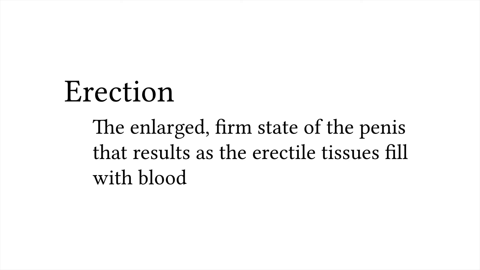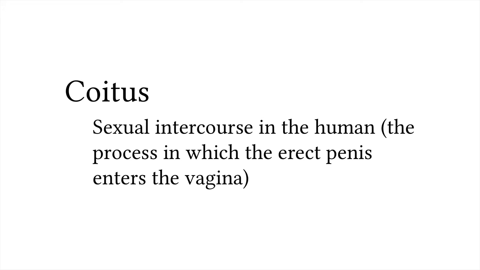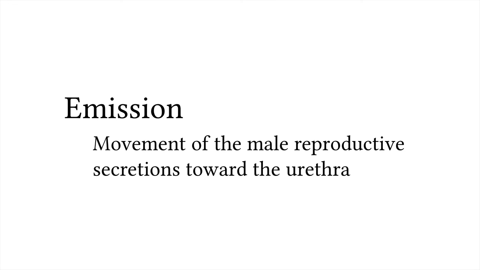Erection is necessary for coitus. Coitus is sexual intercourse in the human, the process in which the erect penis enters the vagina. Coitus allows the sperm to be transferred from the man's body to the woman's body. The next step in the male reproductive process is emission. Emission is the movement of the male reproductive secretions toward the urethra. This process is controlled by the sympathetic division of the autonomic nervous system.